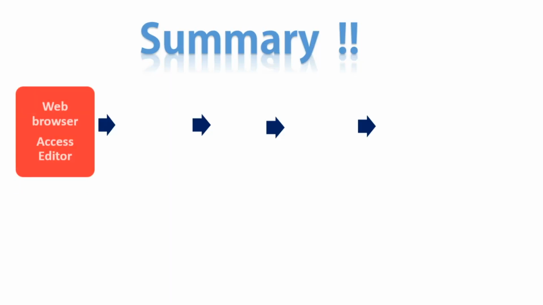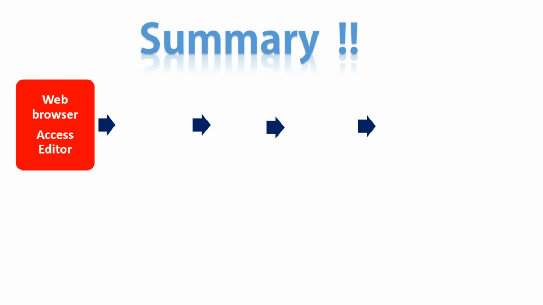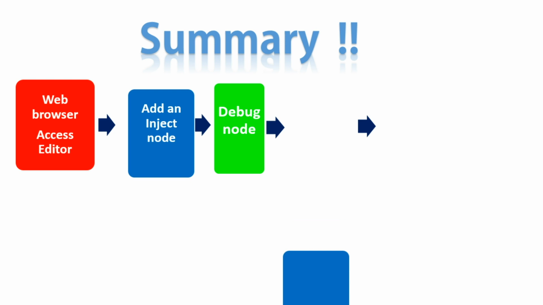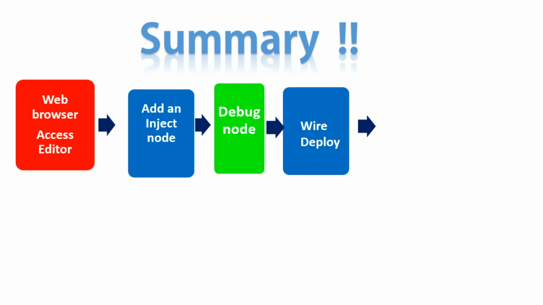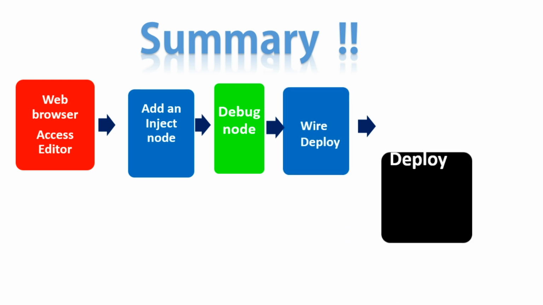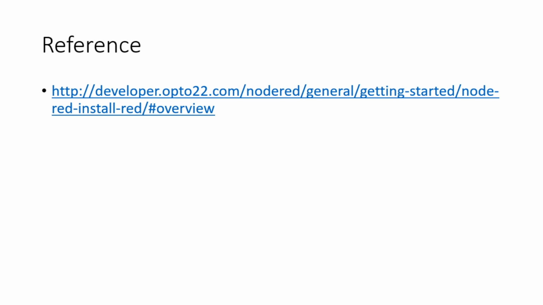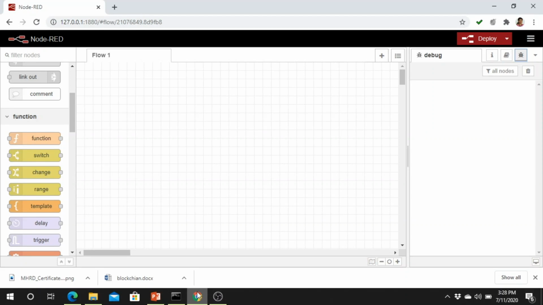So as a summary, web browser to access the editor, add an inject node, debug node, then you are going to wire it and we are going to deploy it, and finally we are going to write the function node, and again we are going to deploy it. So this is a reference. We can have a small demo. It's coming soon now. Let us have a small demo on Node-RED.